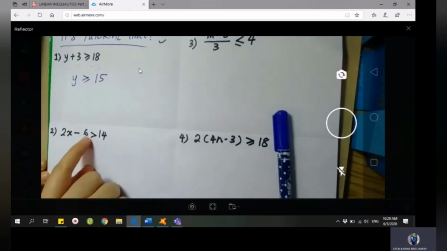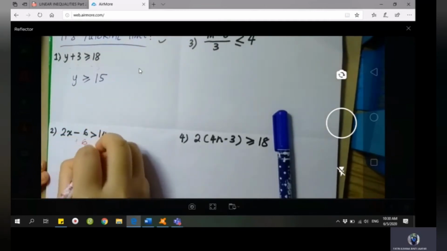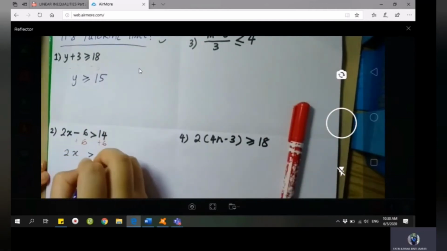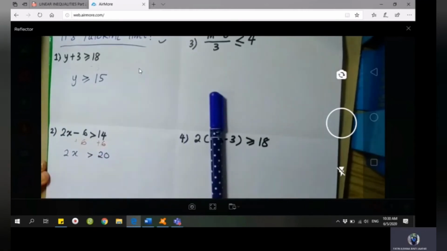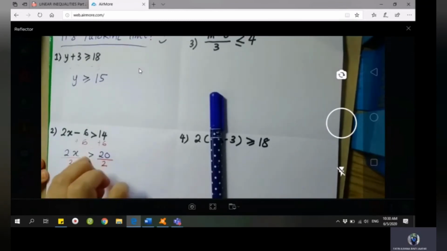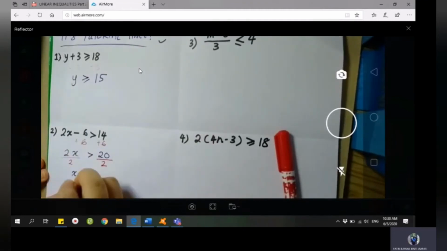So first, we have to get rid of 6 first and then get rid of 2. So plus 6 here, this side also plus 6. So we will get 2x is more than 20. Okay. And then we want to get rid of 2, divide with 2. This, our right hand side, divide with 2. Okay. Because 2 is a positive number, our sign here doesn't need to change. So just stay. X is more than 10.